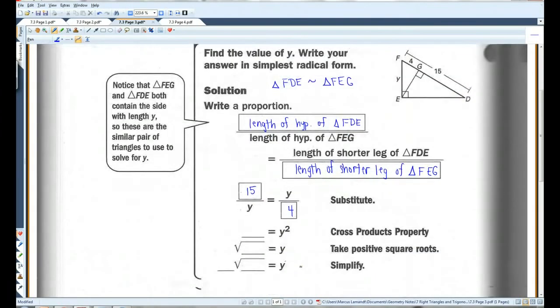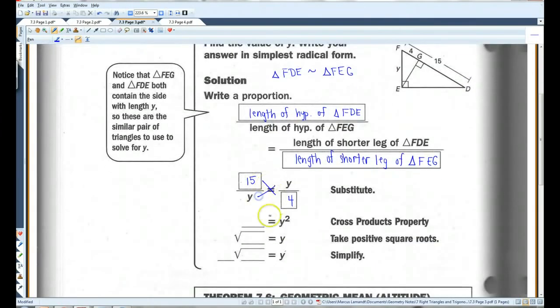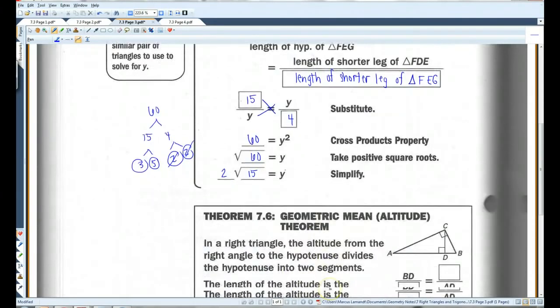Okay, so here I can cross multiply. 15 times 4, that's 60. So 60 equals y squared. You take the square root. Root 60 equals y. 60, we already discussed, is 15 times 4. This is 3 times 5. 4 is 2 times 2. There are 2 2's. 3 and 5 don't have a pair, so I'm just going to leave the 15 in the square root because 3 times 5 is 15. Okay, and this is the simplest radical form. They don't want a decimal answer here.